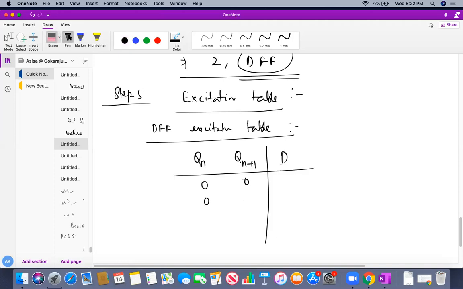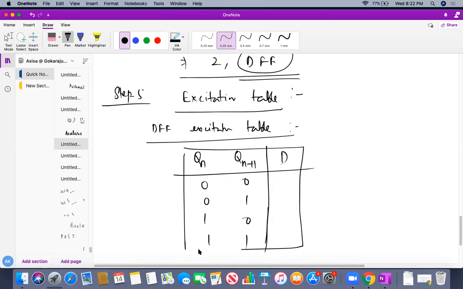Okay, 0, 0, 0, 1, 1, 0 and 1, 1. Okay, so now tell me what will be my D here. As we know, my D characteristic equation, Qn plus 1 is D. We know this already. We have studied that this is the characteristic equation of the D flip-flop. So whatever my Qn plus 1, the same is my D.